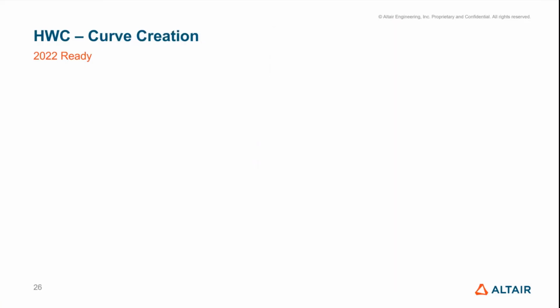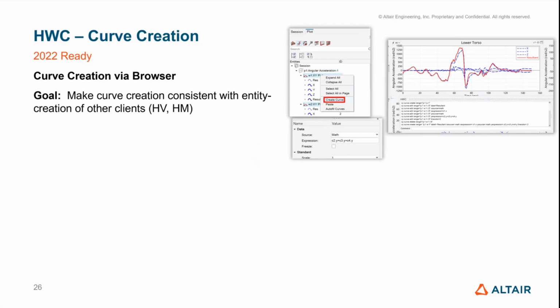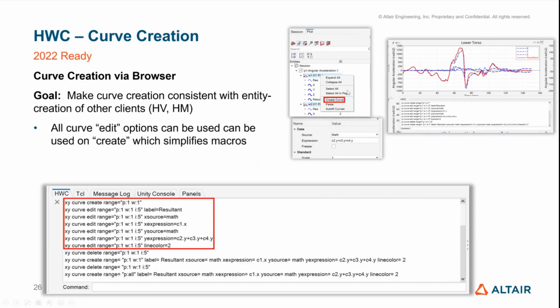So curve creation is also a big step forward. Now we are consistent with all the others. We have the create curve in the browser, like in HyperView or HyperMesh if you create entities. And we record all these curve properties. First we create, and then when we edit and define the curve, for example via the entity editor, we see all these options recorded. The good thing is we can use all these commands in one line, which makes customization much simpler.